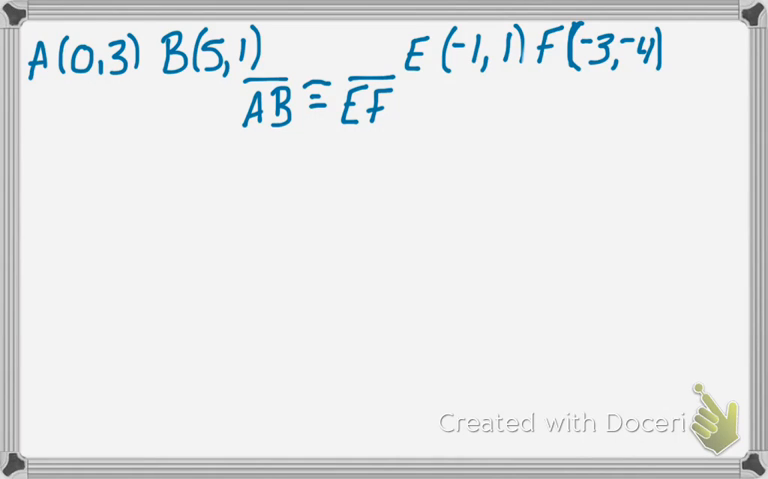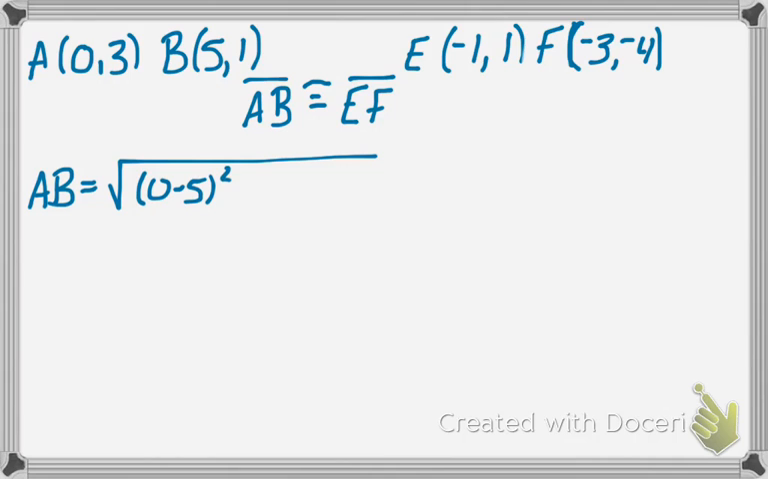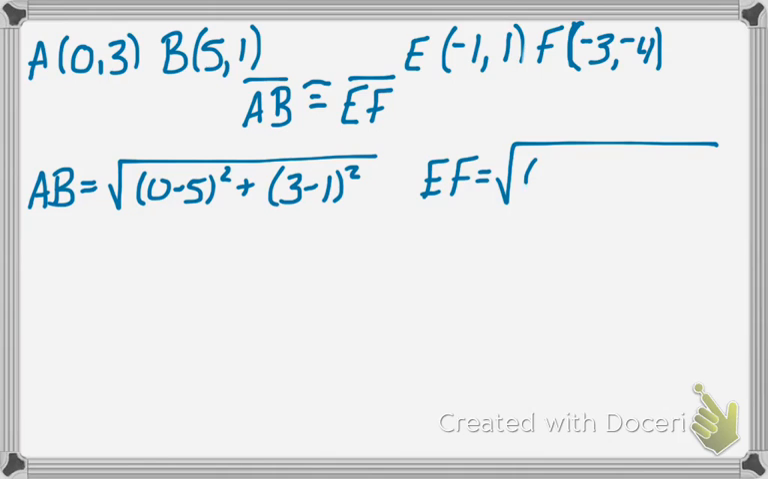If those segments are congruent, then they would have the same length. So I need to find the length of segment AB. That would be the difference of x's squared plus the difference of the y's squared. EF would have the length of the difference of its x's plus 1 minus -4. I went ahead and changed that since I'm running out of room.